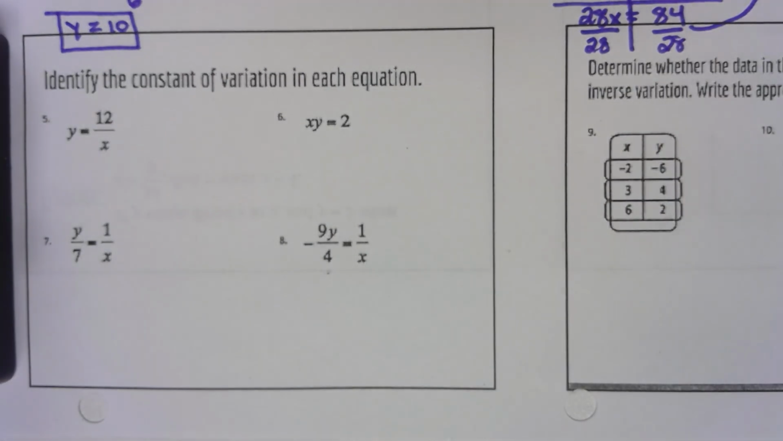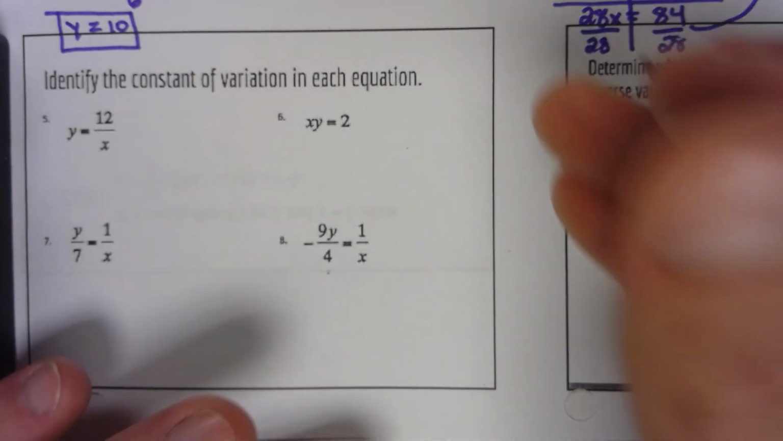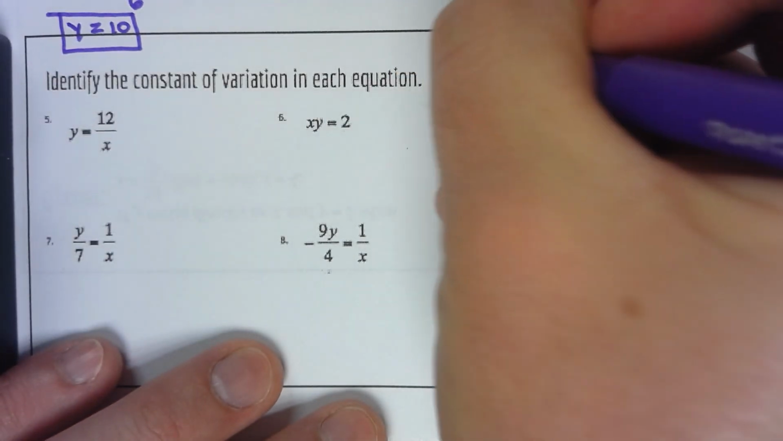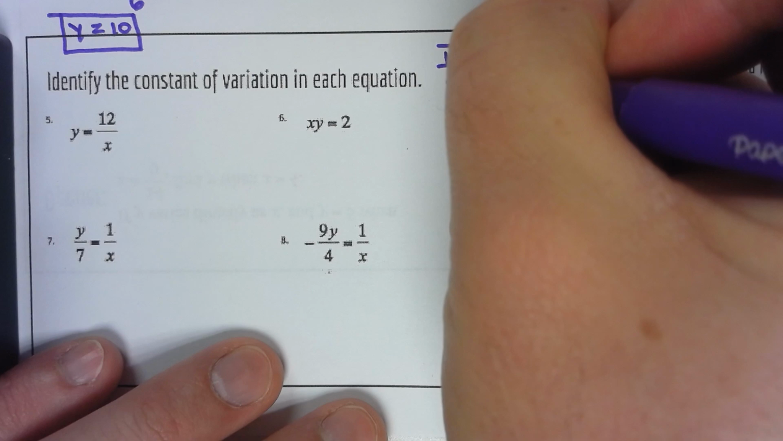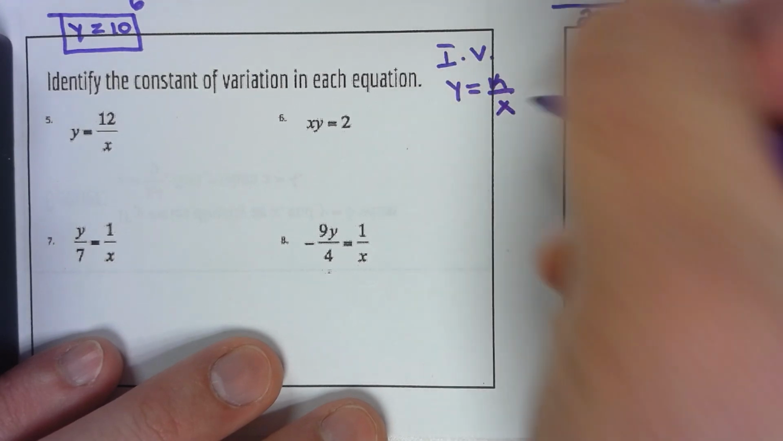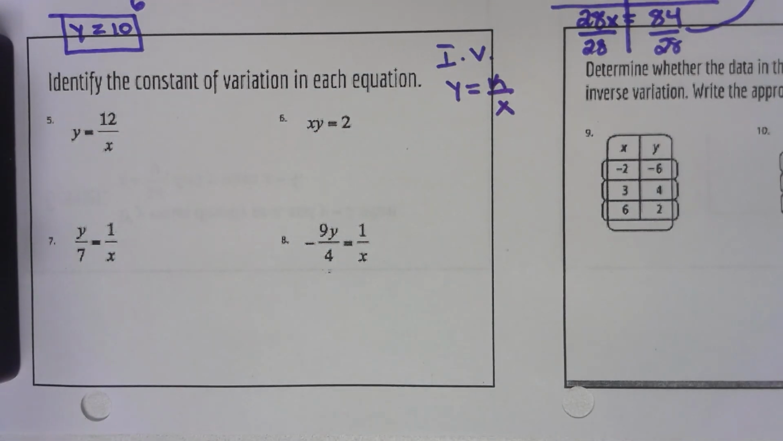Again, we want to start with, well, what do we know? We know that an inverse variation equation is in the form of y equals k divided by x. So if we can get y by itself, we know that the numerator, whatever number is being divided by x, is our constant of variation.